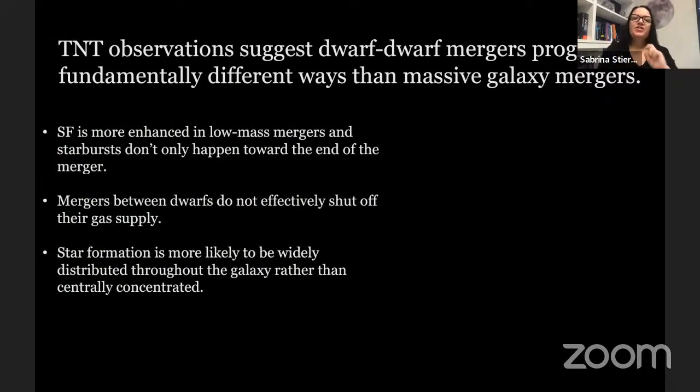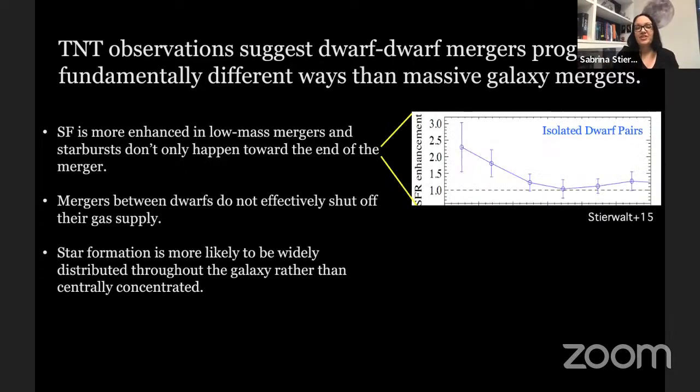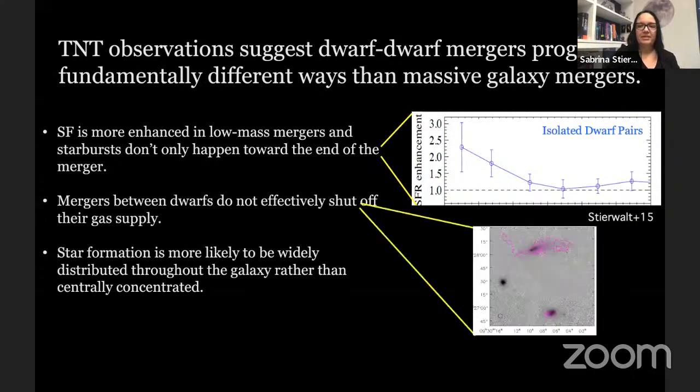To summarize some of the things that I've told you, hopefully I've at least piqued your interest in dwarf-dwarf mergers and convinced you that we have growing evidence that they progress in fundamentally different ways than massive galaxy mergers. So for example, we saw that star formation is more enhanced in these low mass mergers, and that starbursts don't always happen towards the end of the merger. We see them at a large range in pair separation.